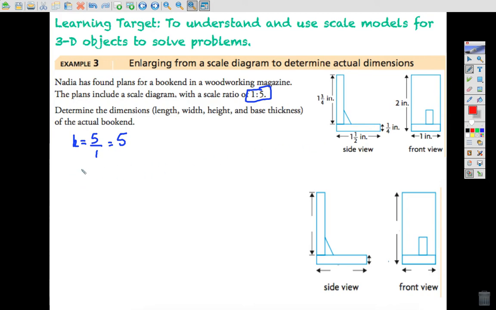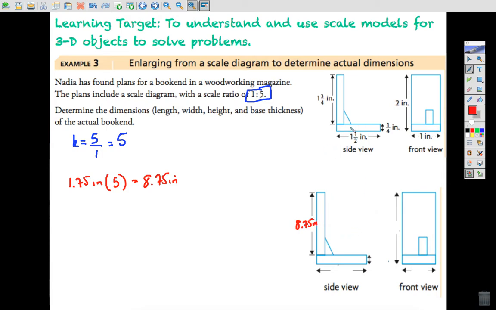So for my new height, all I'm going to do is take 1 3/4 inches, or 1.75 inches, and multiply that by a scale factor of 5. So I'm just grabbing my calculator, and I'm doing 5 times 1.75. And so now I have 8.75. So that is the actual height, 8.75.